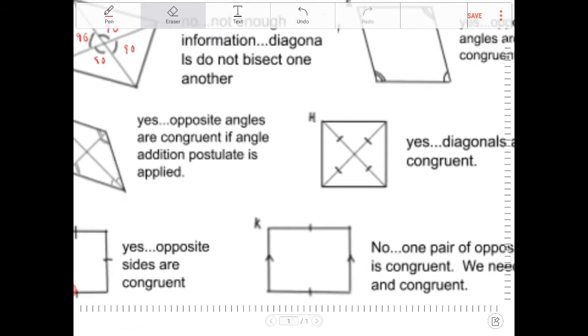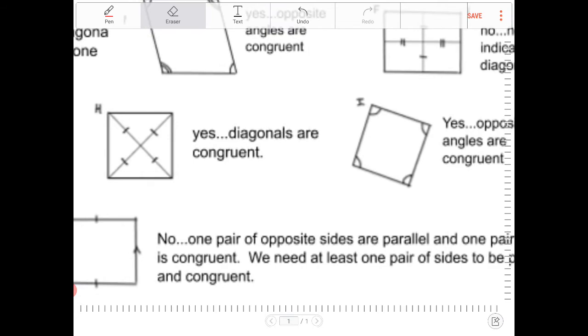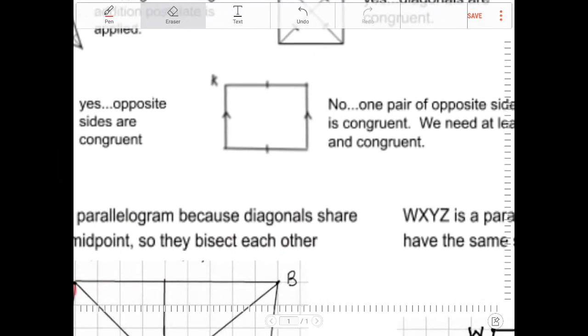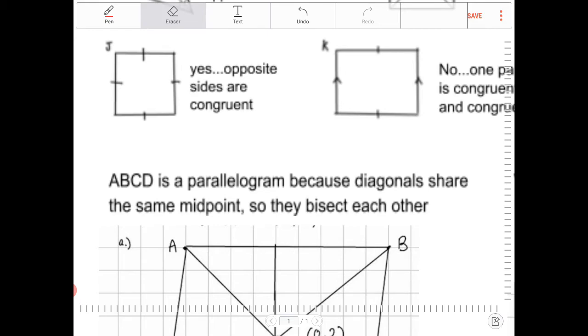Okay, moving on. Question letter H. Diagonals are bisecting one another. So yes, this most definitely is a parallelogram. Opposite angles are congruent to one another. So yes, this most definitely is a parallelogram. Opposite sides are congruent. Most definitely is a parallelogram.